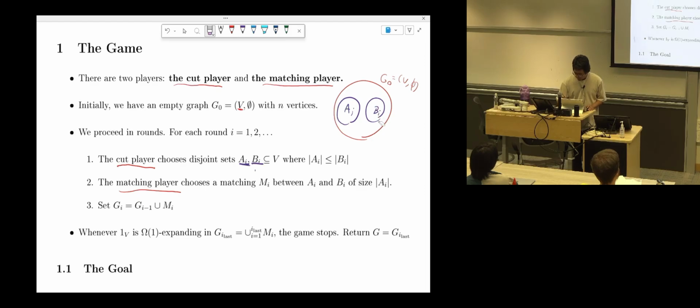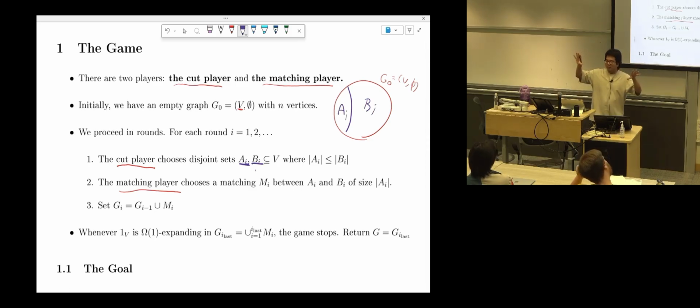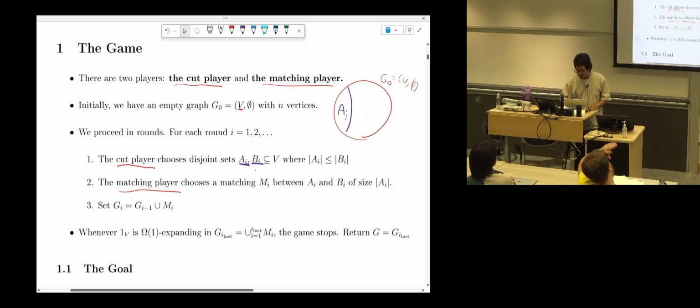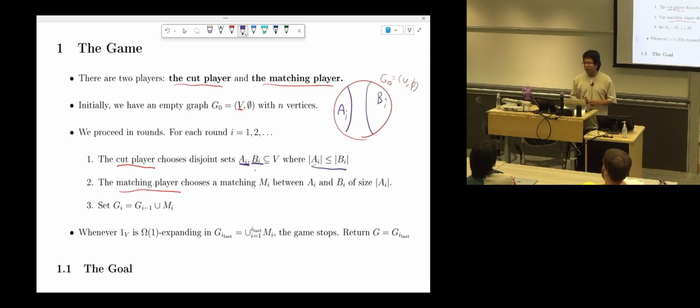So originally people say that you need to choose a cut, like A and B, that partition the graph into two, but we will not require that actually. We can be more flexible. We can just say that A and B are disjoint, okay, and A is of size less than B. So that's what the cut player will do.